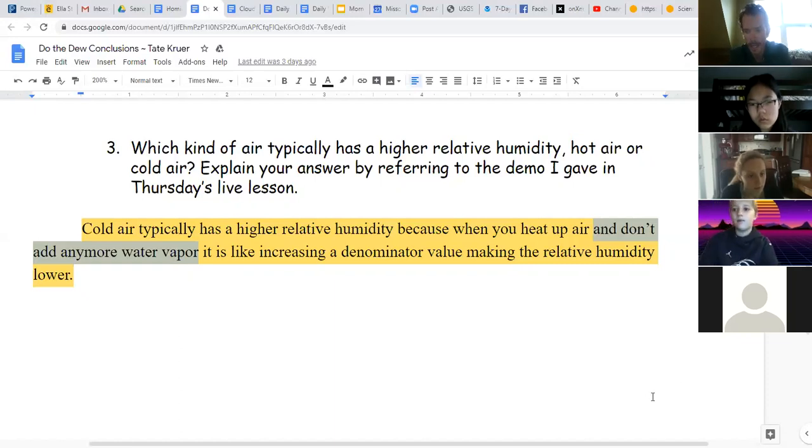I'm happy to take questions right now if you have them about this idea of relative humidity. If there are not questions on this, whether you ask them aloud or type them, we're going to go into our review of clouds, which is also related to humidity. Any questions coming up?